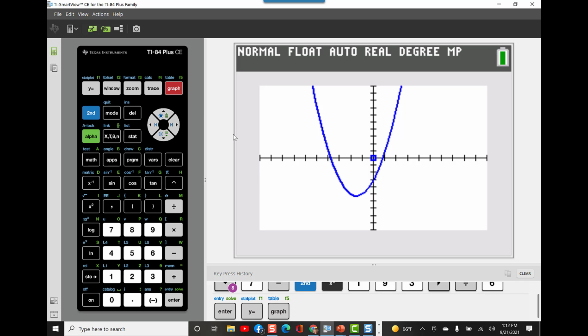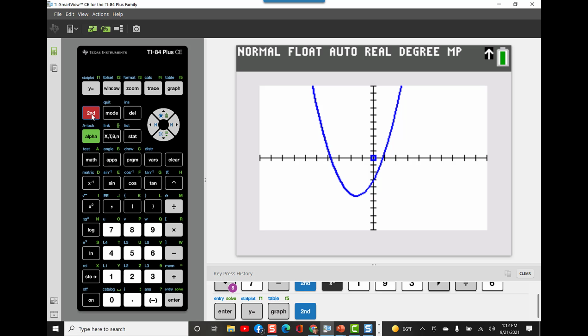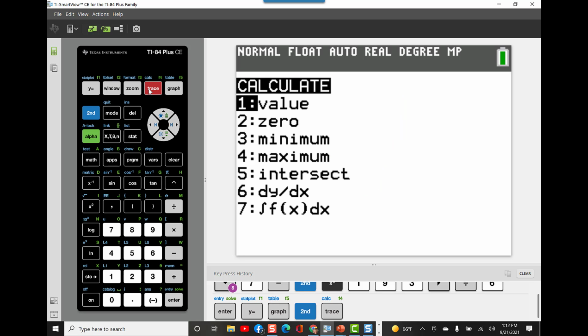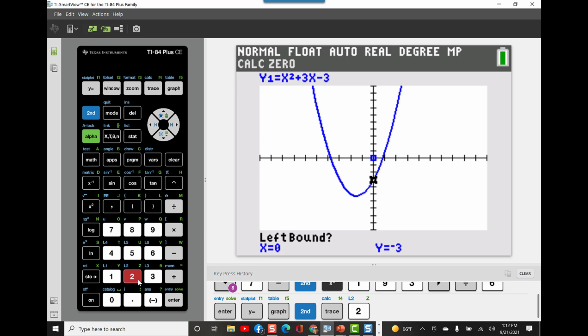So the next thing I'm going to do is I want to calculate my zeros. See this? It's not nice and neat on there, which also tells you why we had simplest radical form and why we had decimals. But what I'm going to do is I'm going to go over here and hit second calc, which is like the trace button, okay? Second trace. And then I'm looking at my menu here, and I want 2 because I want to find the zeros. And you see my cursor over here flashing.